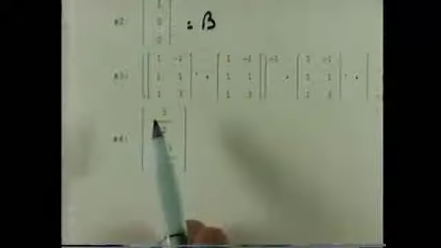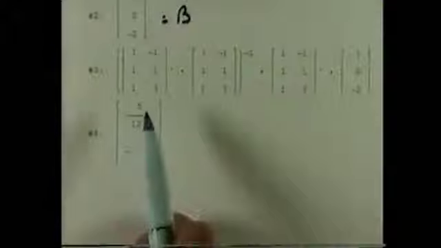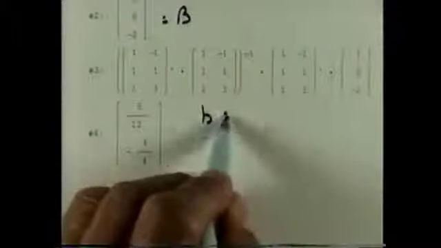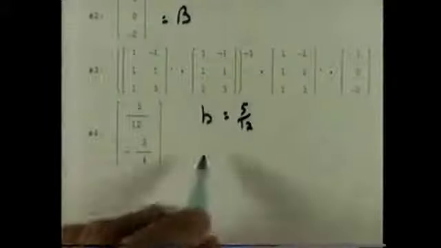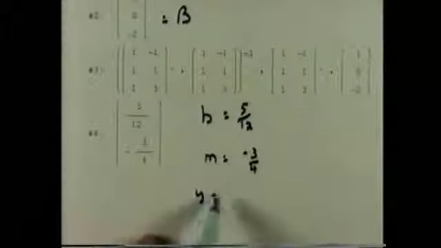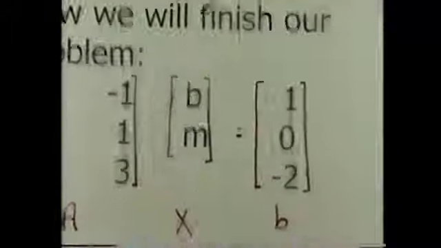I tell Derive to simplify using the basic simplification, and I get that B is 5/12, M is negative 3/4, because the form I was using is y equals B plus mx. Or if we go back to our basic matrix, we had the B and the M, so the first value I get would be the B, the second value would be the M.